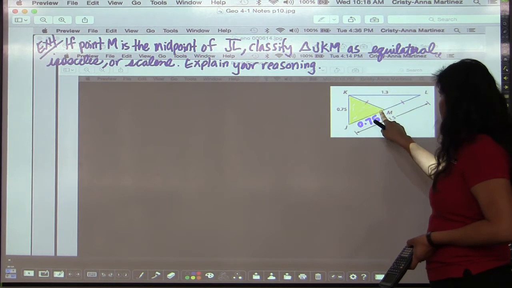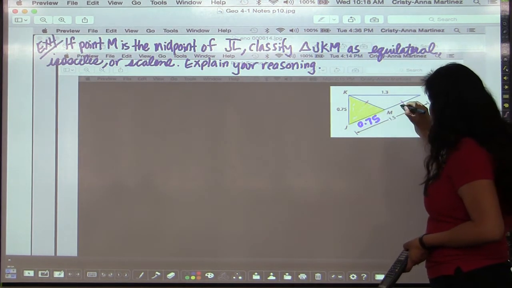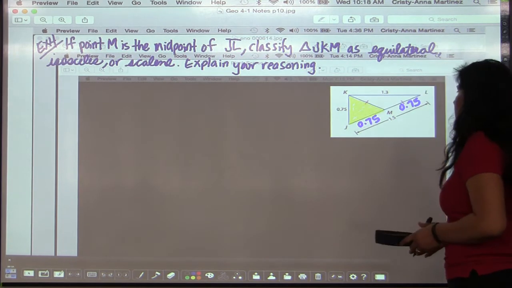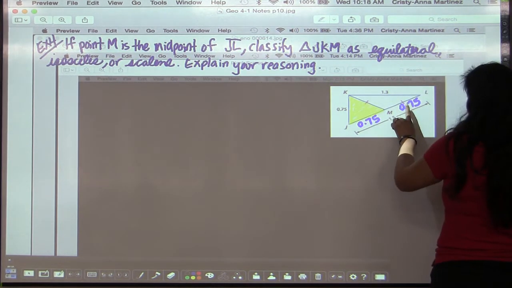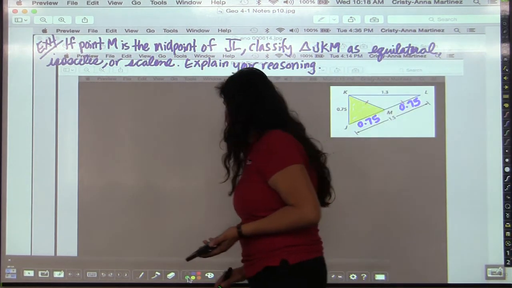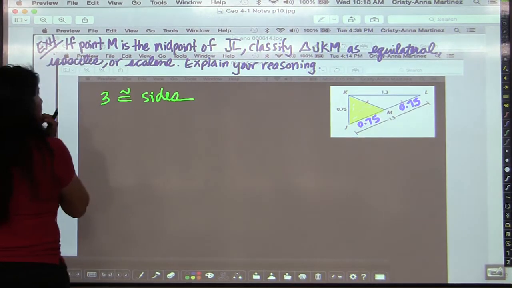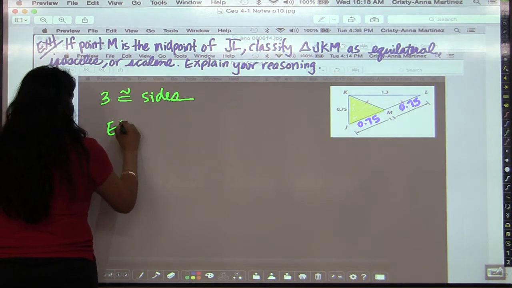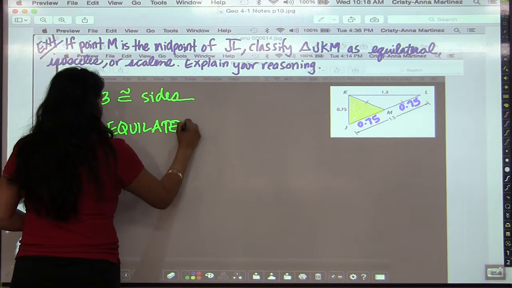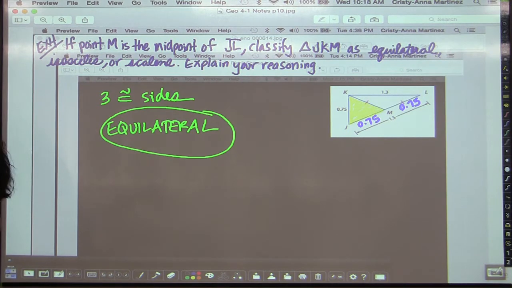and then you have KM and ML, which are both marked congruent, and since JM is 0.75, it also means that ML is 0.75, because that's what it means to be the midpoint. So both of those pieces are 0.75, and since these are marked congruent, this segment is also 0.75. So at the end of the day, we have 3 congruent sides, and therefore this triangle is going to be equilateral. Woohoo! So there you go, and I hope that you understood the explain your reasoning part. I think I was pretty clear as to why that happened.